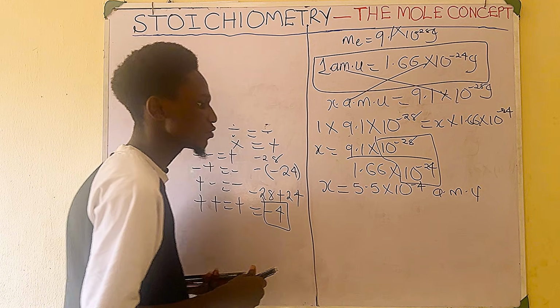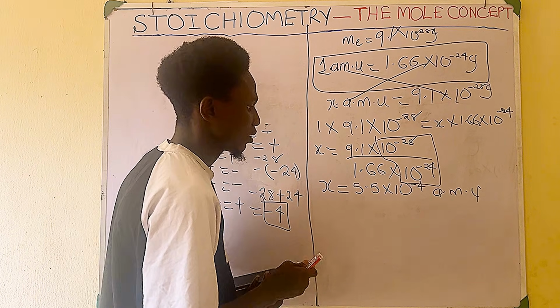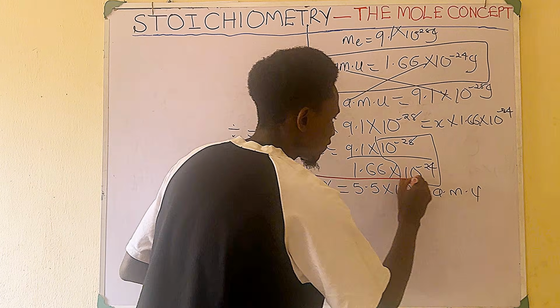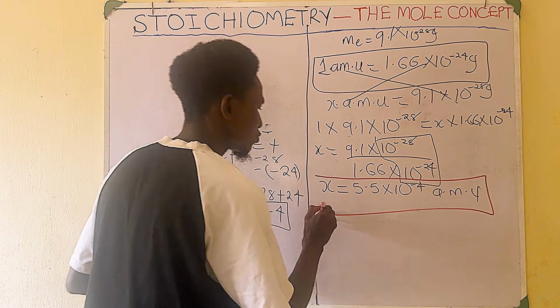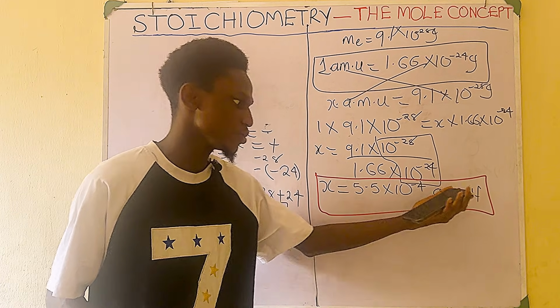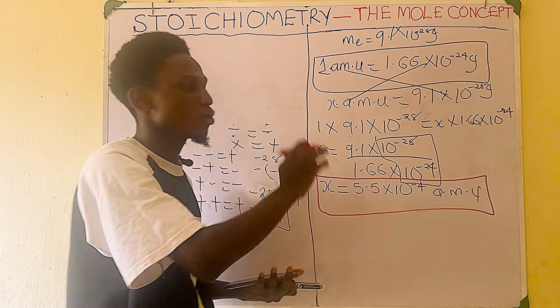And that gives us our answer as 5.55 times 10 raised to the power minus 4 atomic mass unit. So this is how to convert from grams to atomic mass units.